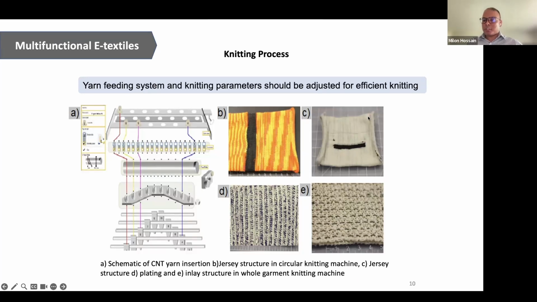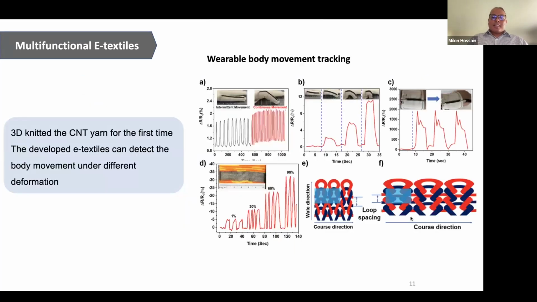The black region is carbon nanotube, and the other region is typical regular yarn. And here are the inlay structure, and here is another plating structure that I tried, and I was able to knit them without any issue. But I had to customize the setup, especially the yarn feeding tension, which needed to be reduced to avoid the friction.